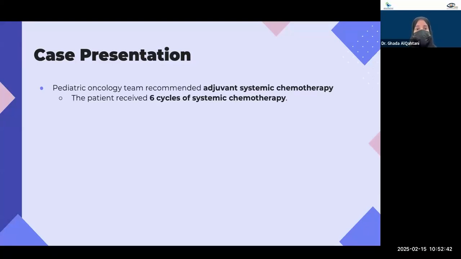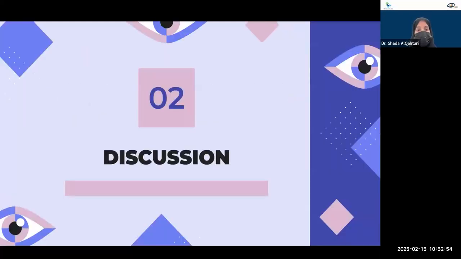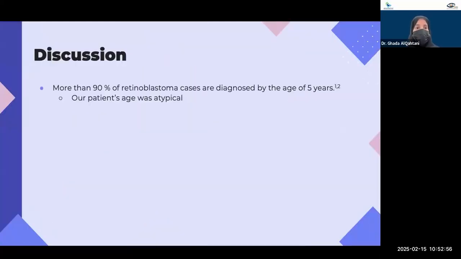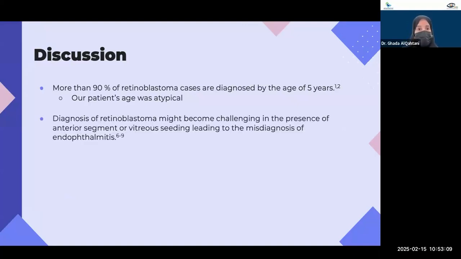So pediatric oncology team was involved, and they recommended adjuvant systemic chemotherapy, and accordingly the patient received 6 cycles. Luckily, there was no recurrence or metastasis over a follow-up period of 6 years. Moving to the discussion, it is well known that more than 90% of retinoblastoma cases are diagnosed by the age of 5 years, and our patient was 6 years, so it was quite atypical.